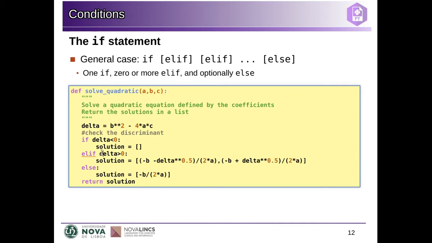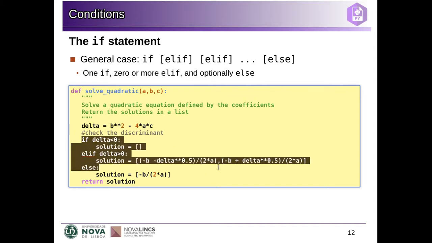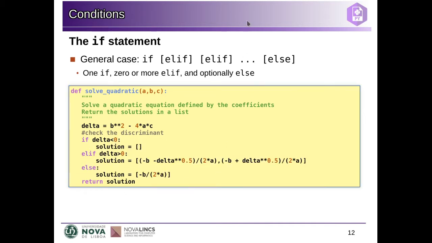If both of these conditions fail, that is, if delta is neither less than 0 nor greater than 0, then it must be exactly 0. And in that case, we only have one solution, and that is minus b divided by 2a. So this is the branch that determines what is the solution to the equation, and then we return the solution.